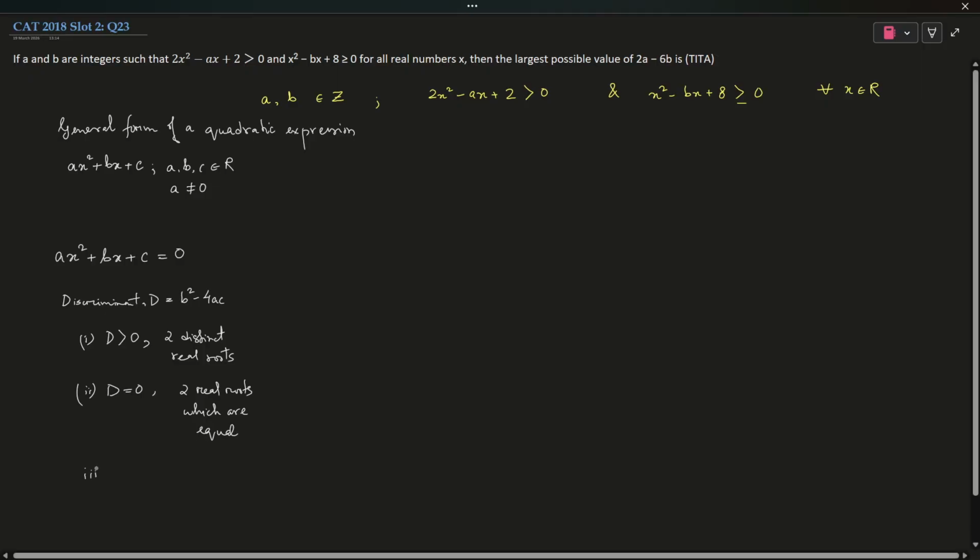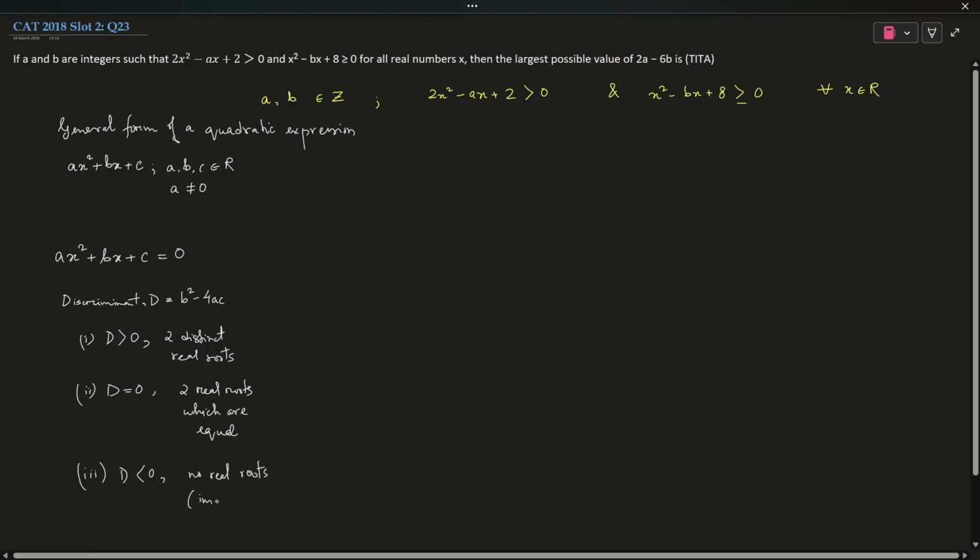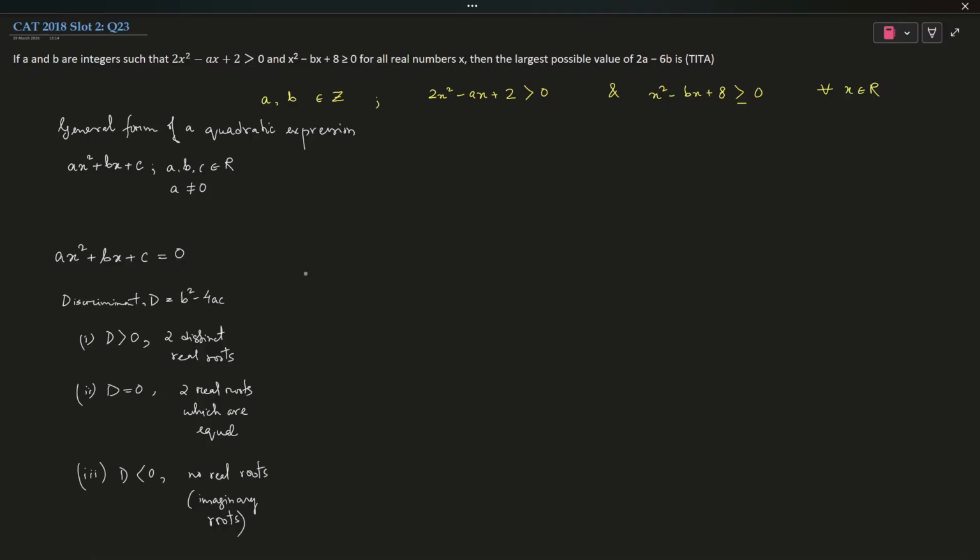And the third is D is less than 0: no real roots, or you can say imaginary roots, and imaginary roots occur in pairs, okay. Why am I teaching you this, guys? Because we have to use a very important concept here. I could have directly solved it, but those who are not aware of the concept would not have understood the logic.